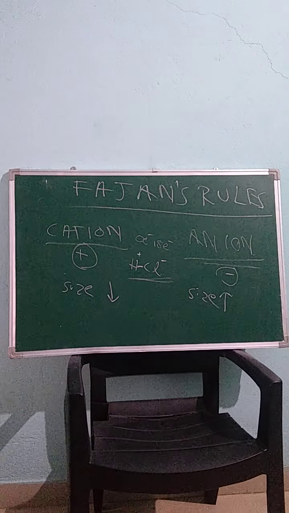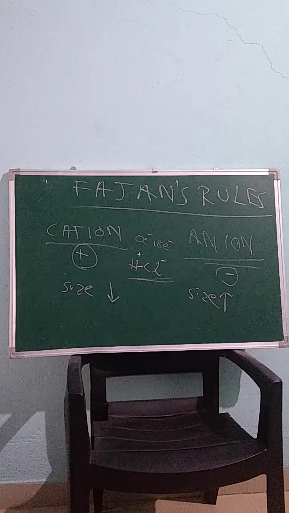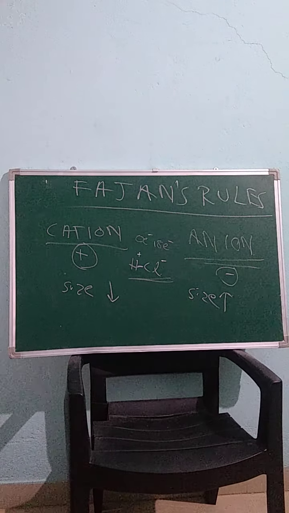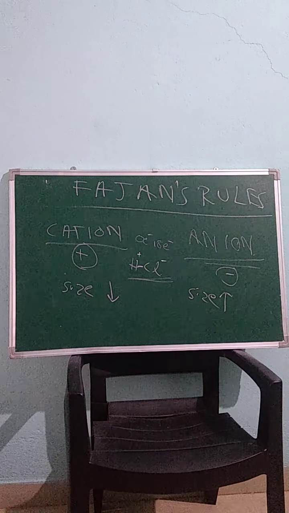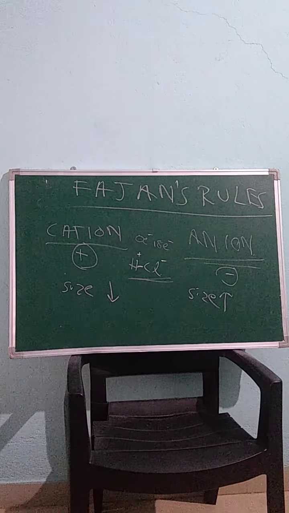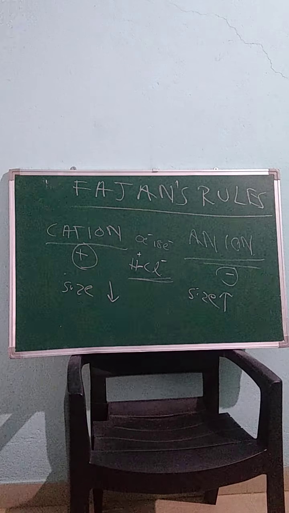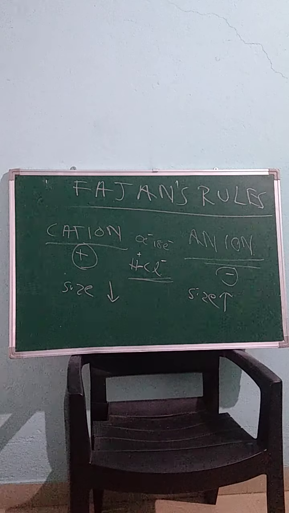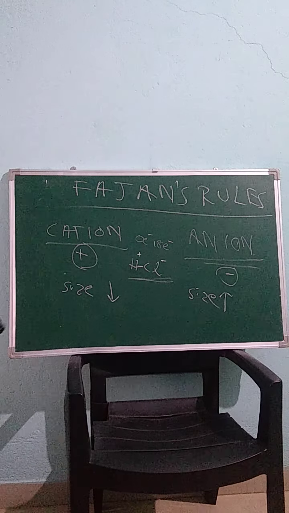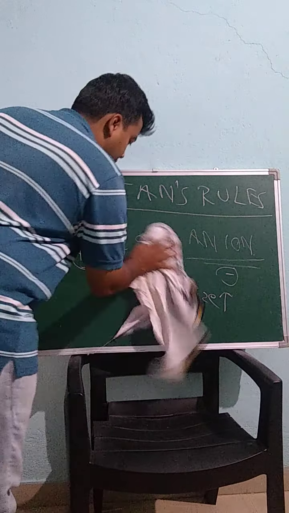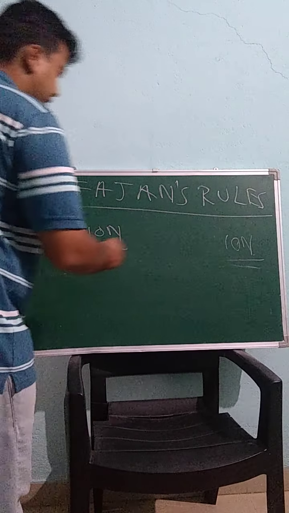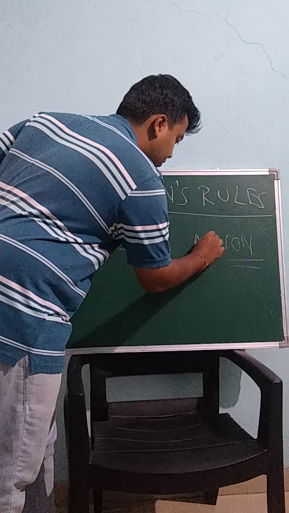So the first rule was, the smaller the size of the cation and the larger the size of the anion, the greater the covalent character of an ionic bond. Now let's come to the second rule, that is, the greater the charge on the cation, the greater the covalent character of the ionic bond. The first rule was about size. The second rule is about charge.